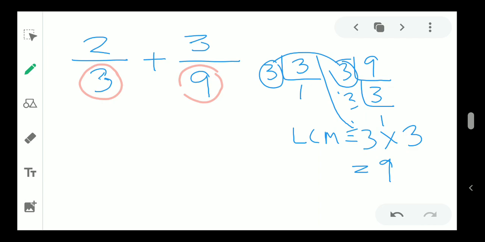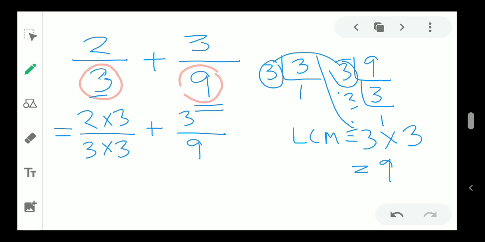So 9 is my LCM, but this term is already 9, so I don't have to do anything with it. I have to change this term. I will multiply 3 up and 3 down to make the denominator 9. If you don't make the two fractions equivalent with the same denominator, you cannot add them, because fraction means comparison. If the situation is not the same in both cases, you cannot compare them or add them.